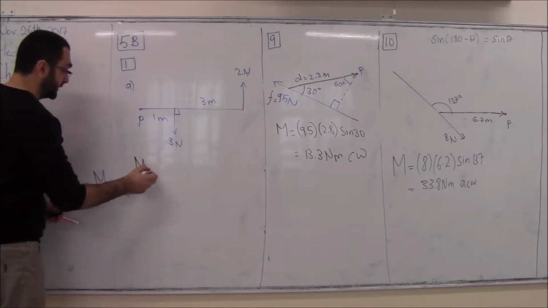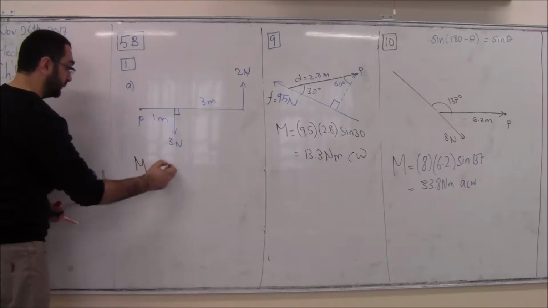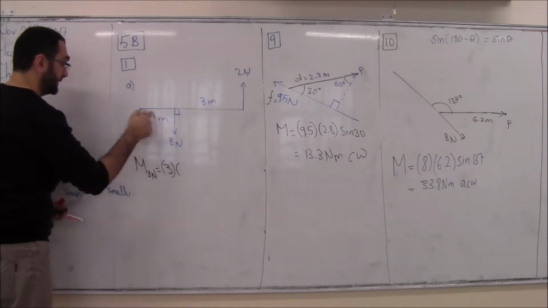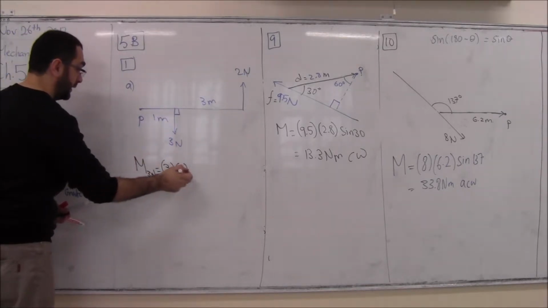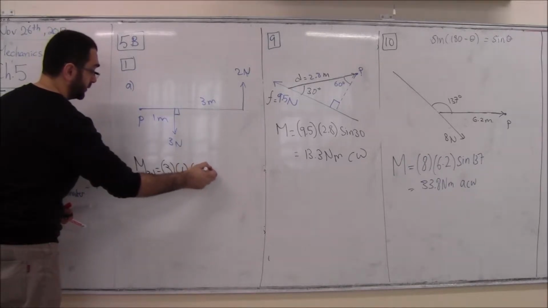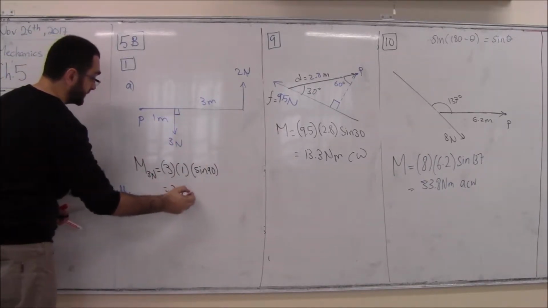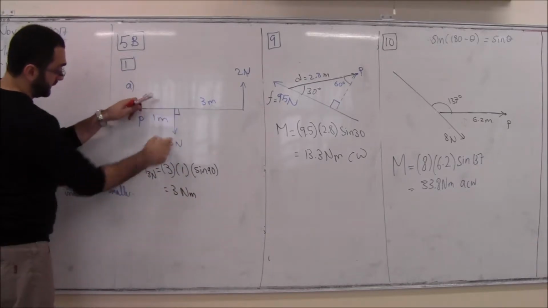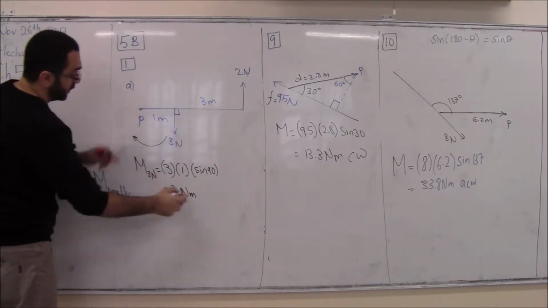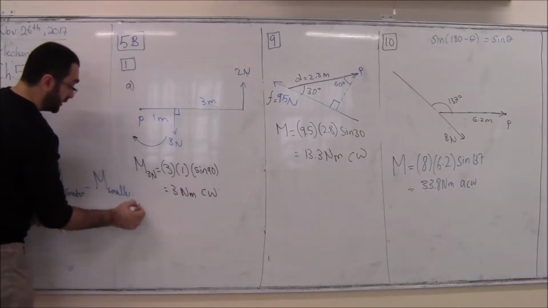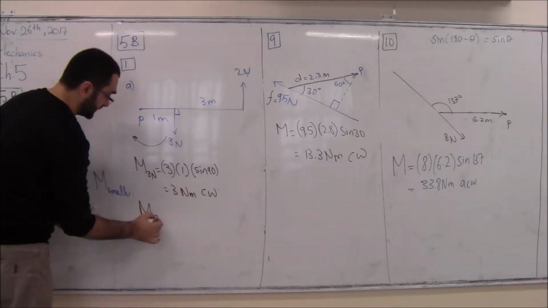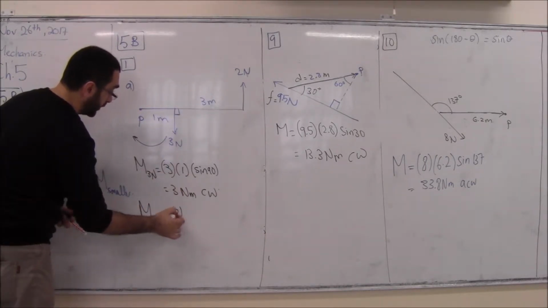Moment of 3 newtons equals 3 times the distance to P, 1, times sine 90. Right? Sine 90. So 3 newton meters, and the direction? Clockwise. The moment for 2 newtons equals 2.